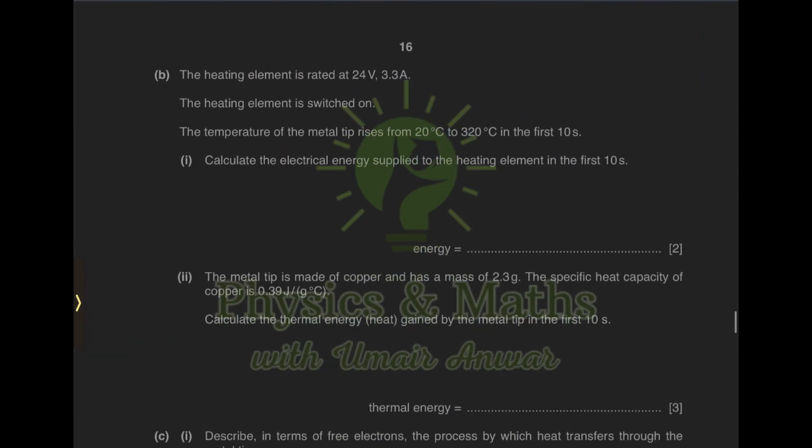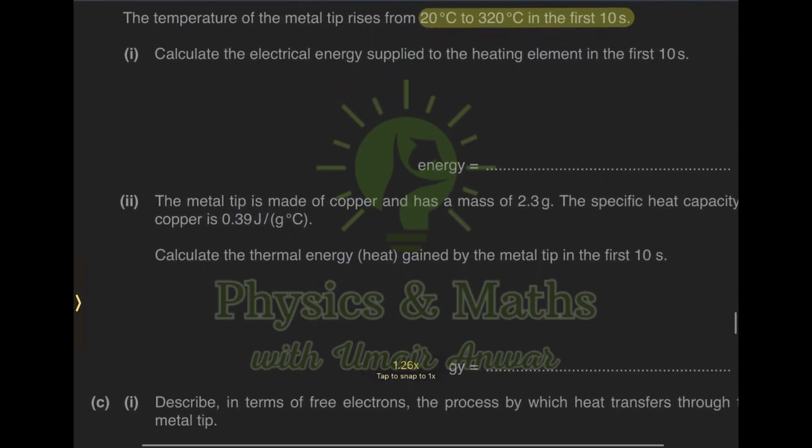The next part says the heating element is rated at 24 volts, 3.3 amperes. So this is the rated voltage and current of the heating element. The heating element is switched on. The temperature of the metal tip rises from 20 degrees centigrade to 320 degrees centigrade in the first 10 seconds. Calculate the electrical energy supplied to the heating element in the first 10 seconds.